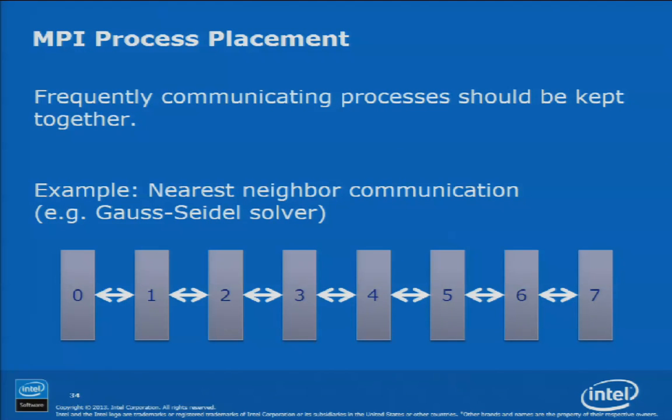Let me show you a little example of what this might actually mean for an MPI application. Let's say you have something like a Gauss-Seidel solver or a Jacobi solver, and typically those exhibit nearest neighbor communication, at least in the one-dimensional decomposition. That means this process is only talking to this one, which is only talking to that one, right?